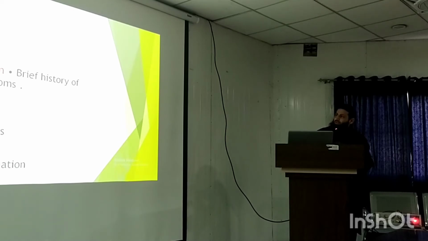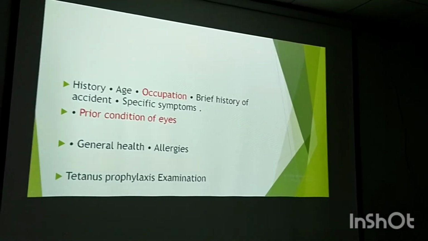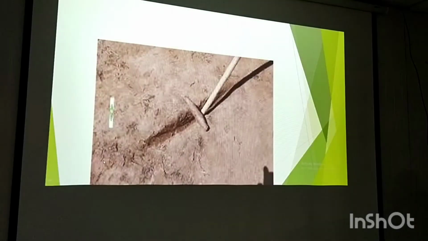Again, occupation is important, and the prior condition of the eyes, whether it was a dry eye, whether the patient had any glaucoma. Similarly, these myopic patients, if the patient is highly myopic, his sclera is usually thin, having a big globe. So prognosis is poor. What's the general health? Again, tetanus prophylaxis is important.